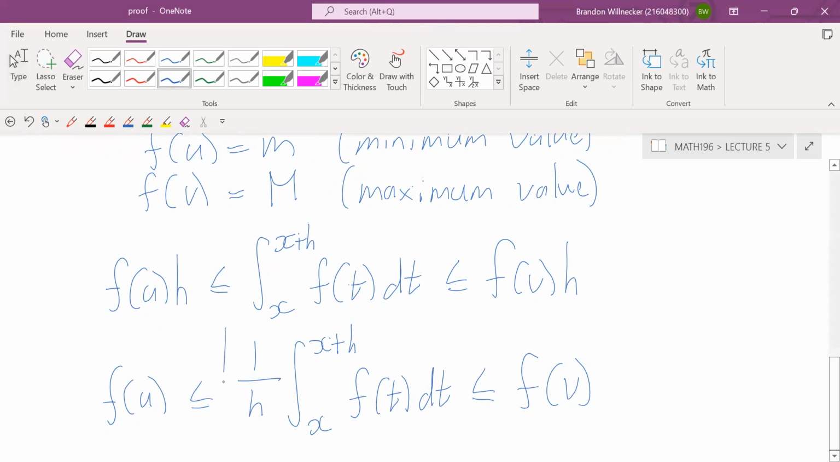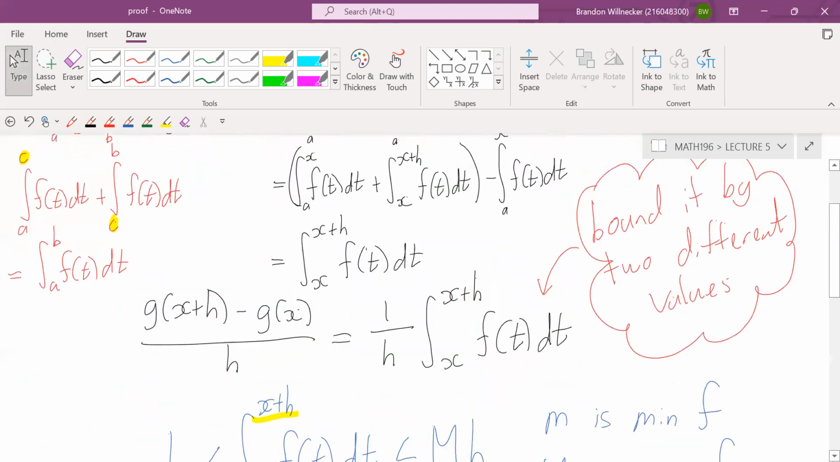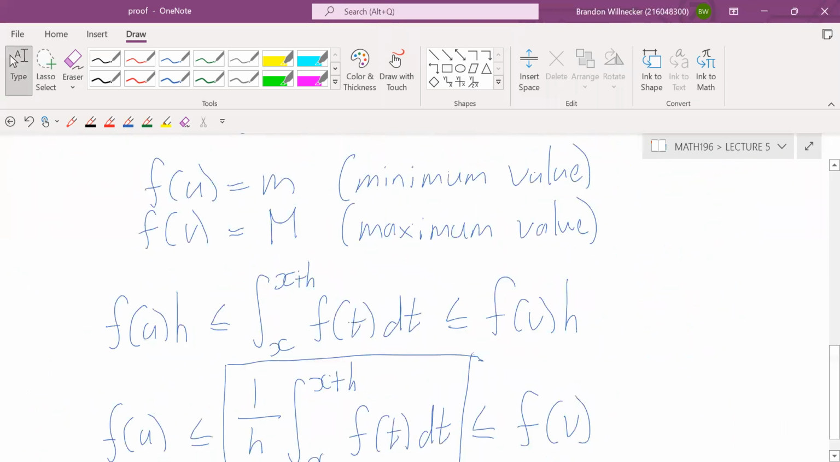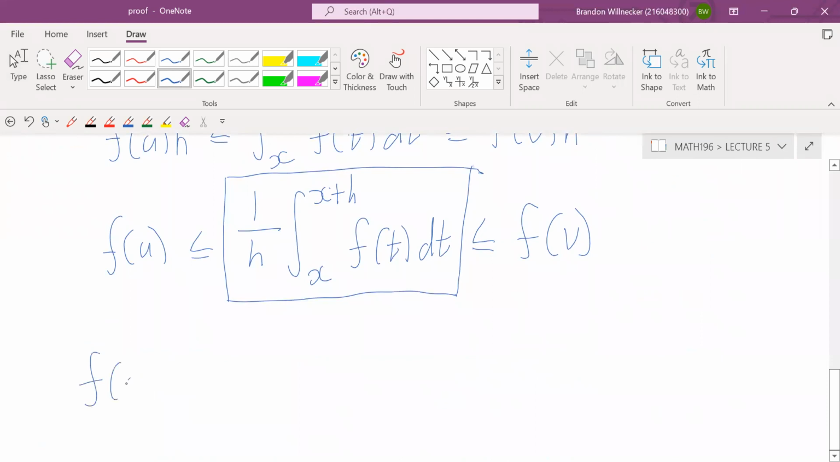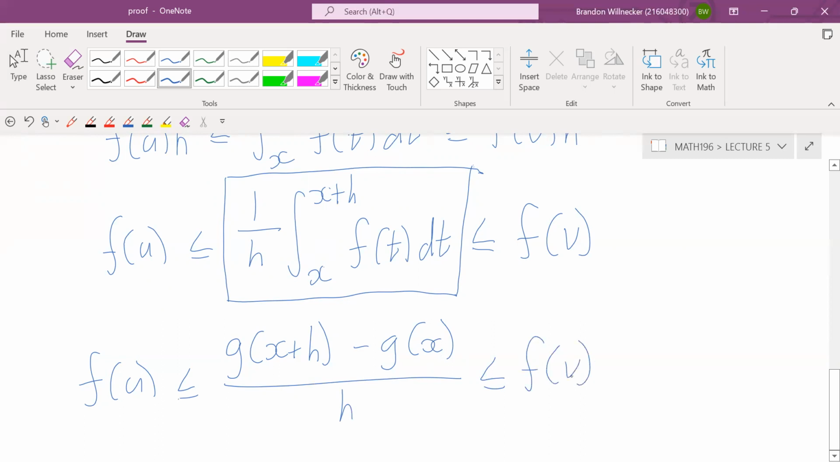But remember, what is this in the middle here? 1 over h times the integral from x to x plus h, f of t dt. That looks familiar. That is what we had over here. That is equal to g of x plus h minus g of x over h. So we can do a little replacement. We're going to have f of u is less than or equal to, replacing this with that left-hand side that we saw, g of x plus h minus g of x over h, and that is less than or equal to f of v. Good.